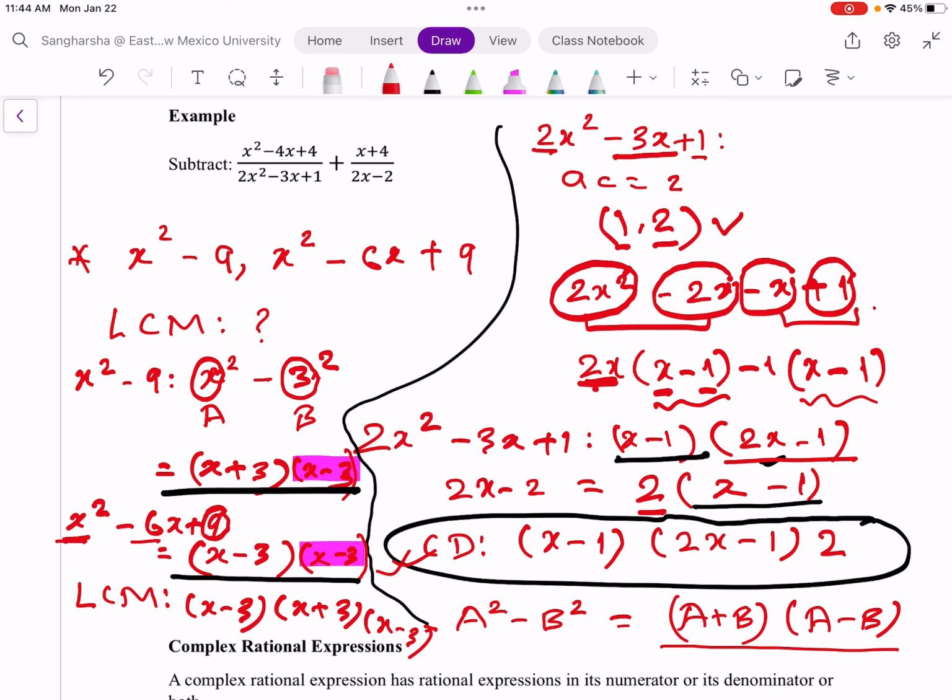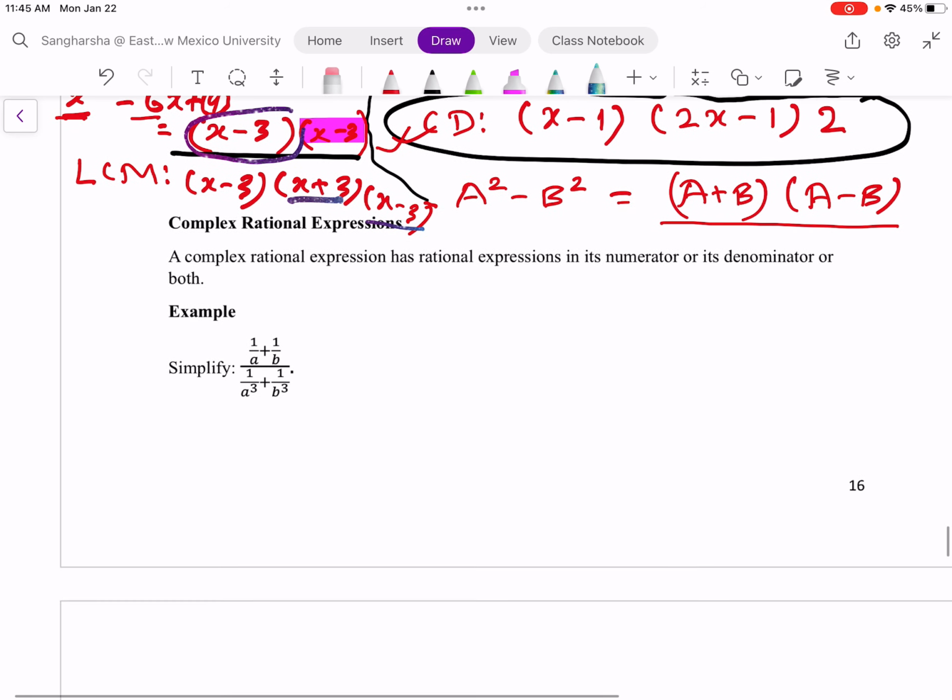Write down the common first, you write it down once, and the remaining factors as they are. You copy every remaining factor. Okay, so here this factor we write down as it is, x plus 3, right? And x minus 3 as it is. This is how we can find the least common multiple. Okay, the simplification we'll just keep for later. It's going to be a lot, so we'll do it when we are talking about rational expressions. Okay, the next one here we have a complex rational expression.